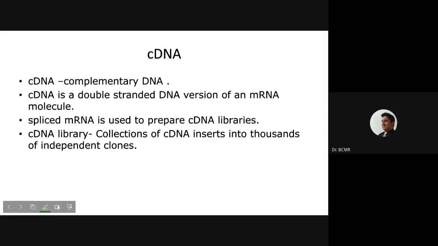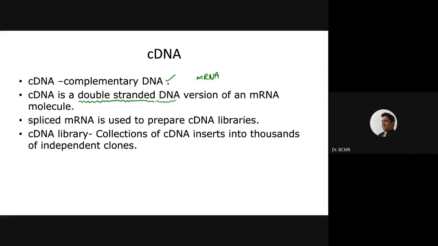So what is cDNA? It is complementary DNA, right? Complementary to the mRNA. That's the point of cDNA. And usually it should be double stranded. Many times for our purposes we use single strand too, but mostly for cloning purposes, as you must be aware, when you want to make a recombinant DNA of the cDNA, it should be double stranded.